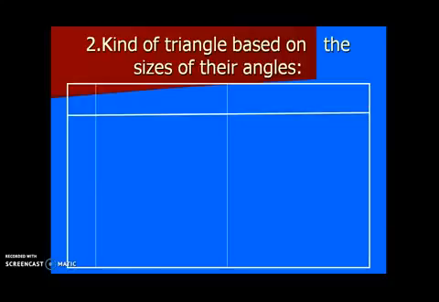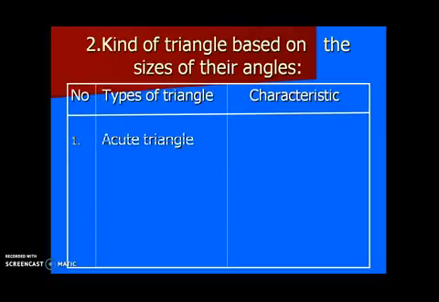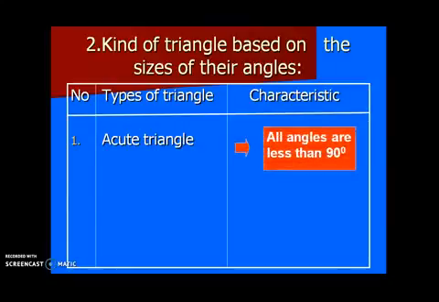And next, number two is the kind of triangle based on the size of its angles. Type number one, acute triangle. The characteristic is that all angles are less than 90 degrees. This is the figure of an acute triangle. For example, the first angle 80 degrees, 40 degrees, and 60 degrees.